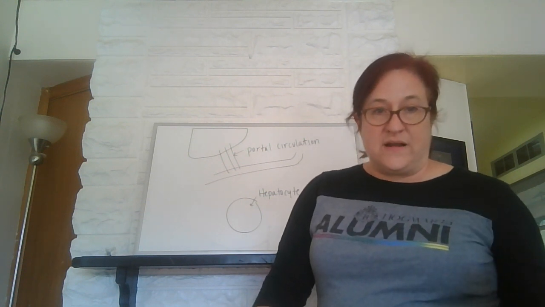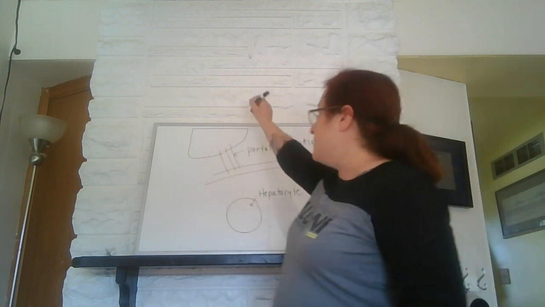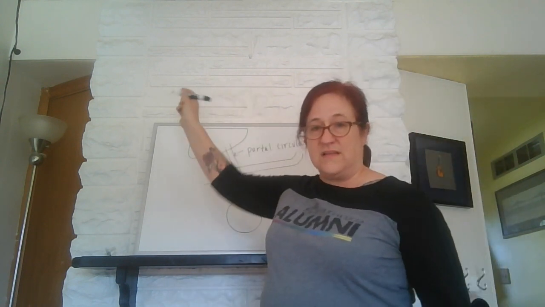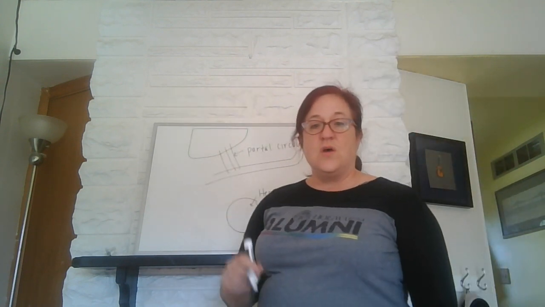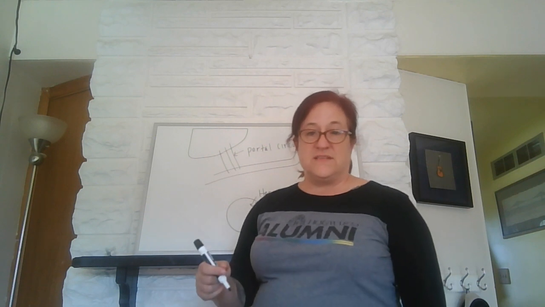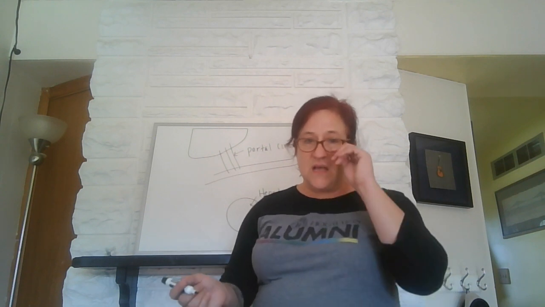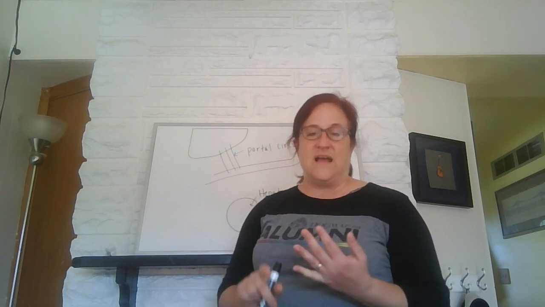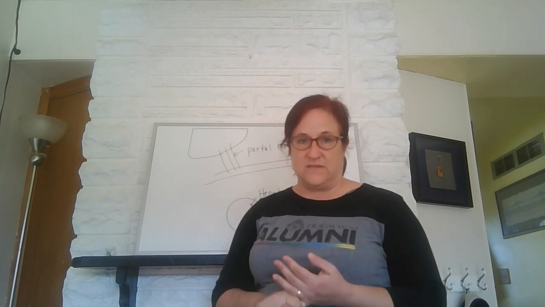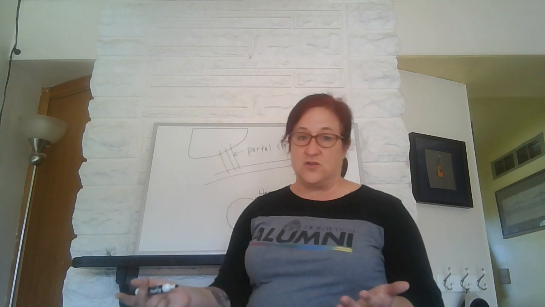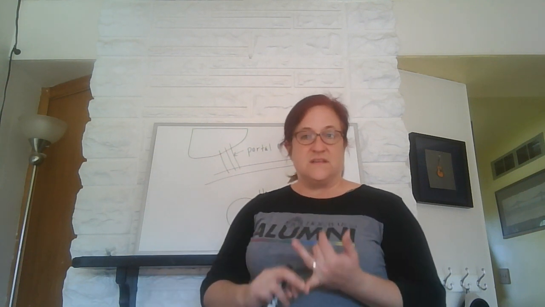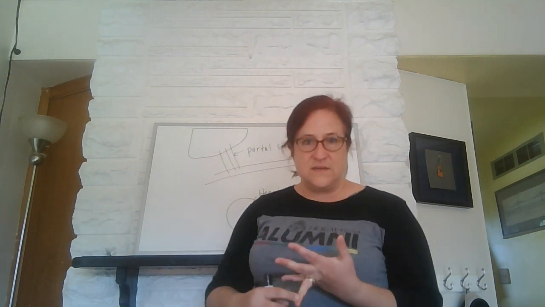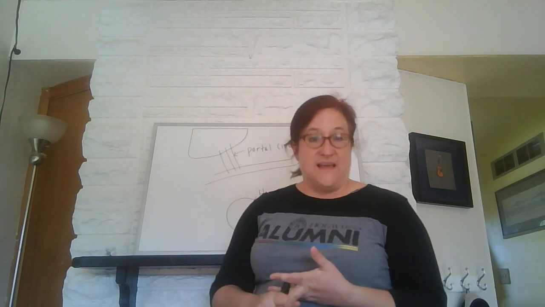A prehepatic reason, meaning the problem is above the liver, it's not the liver itself, will be what we talked about in the first units as hemolytic anemias. So if for some reason my spleen was destroying red blood cells early, I'm going to have an excess of bilirubin that the liver has to deal with, and so then I'm going to get jaundice. So that was sickle cell anemia, the thalassemias, something like that.